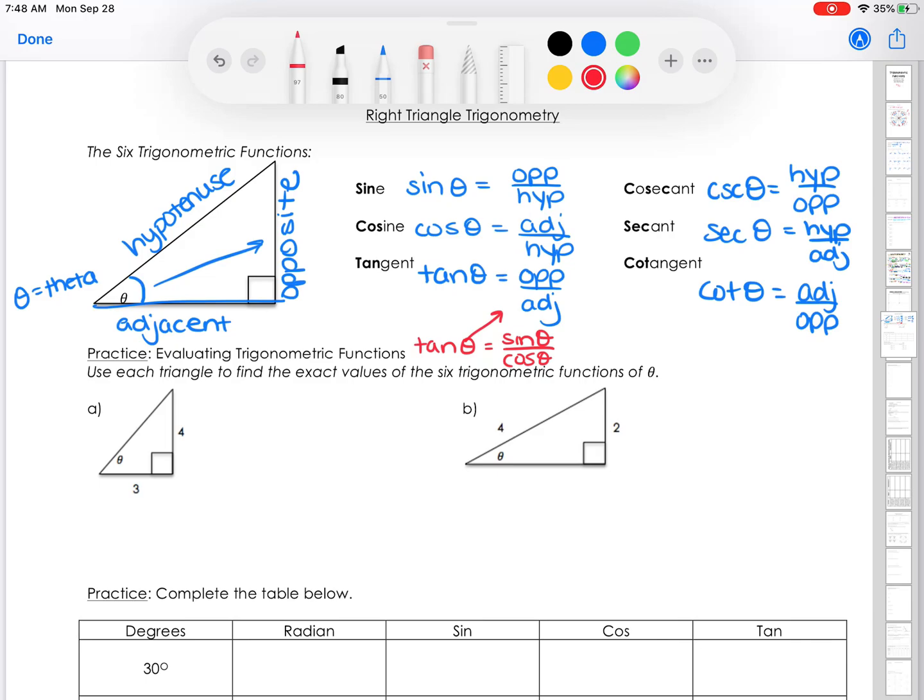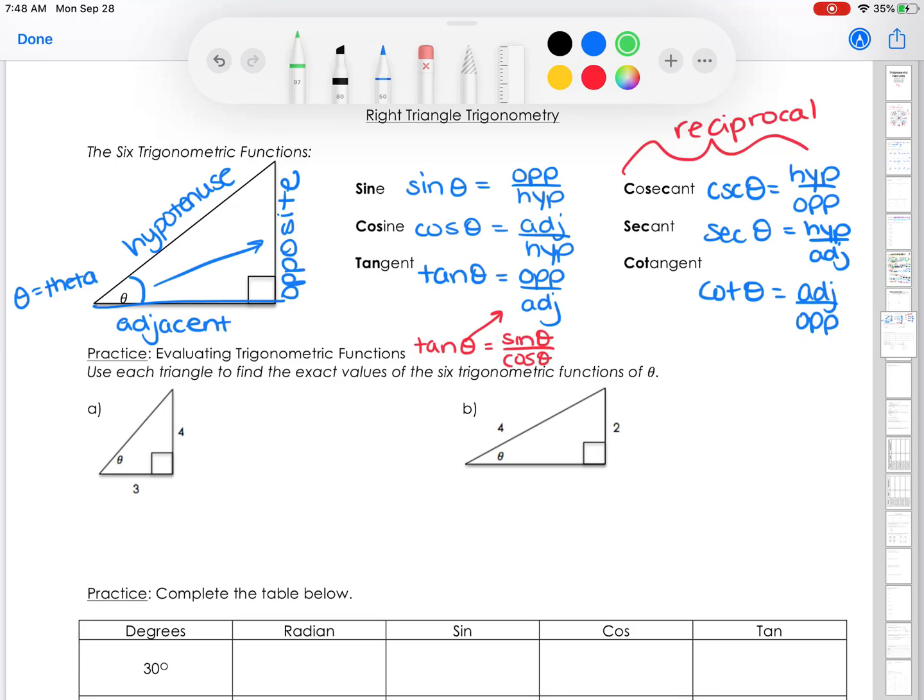Okay, so then we have cosecant, which is just taking sine and taking the reciprocal of that. So opposite and hypotenuse are flipping, so it's hypotenuse over the opposite. Secant is hypotenuse over adjacent, and cotangent is adjacent over opposite. So these are really our reciprocal functions, and they are just taking the original trig functions that we are used to and taking the reciprocal. We're just flipping them over.